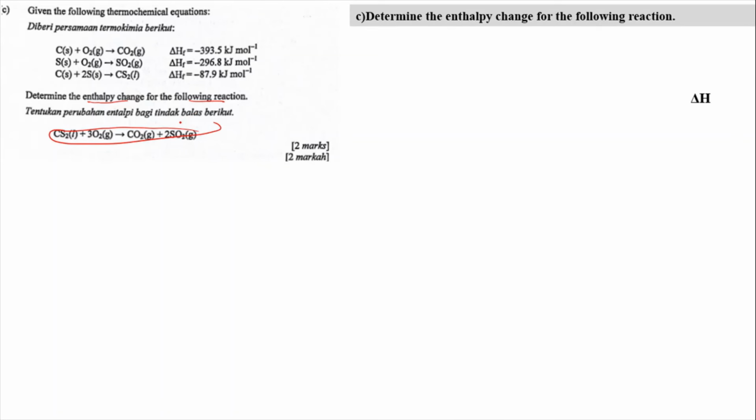So as what you have learned in your lecture and the tutorial, we need to write our target equation first. So our target is this one. So we can write it again, which is CS2 liquid plus 3 oxygen gas produces carbon dioxide gas plus 2 sulfur dioxide gas. Okay, so now we have to use the algebraic method. Okay, so maksudnya kita kena susun-susun reactant with product, and let's say we're going to see whether we can cancel out the compound in order to get to the target equation.